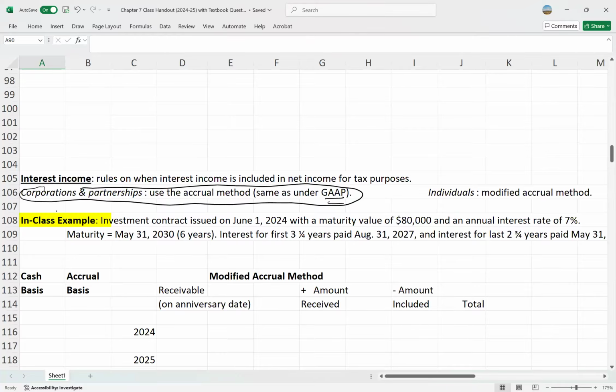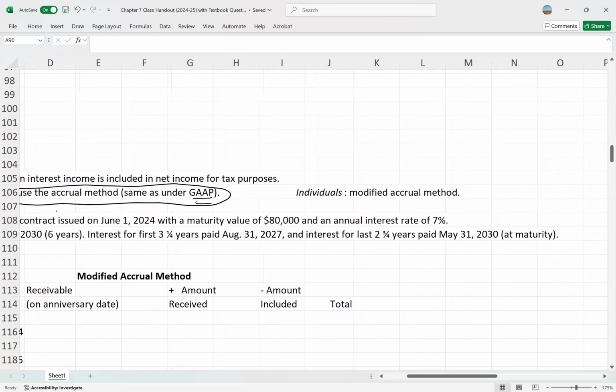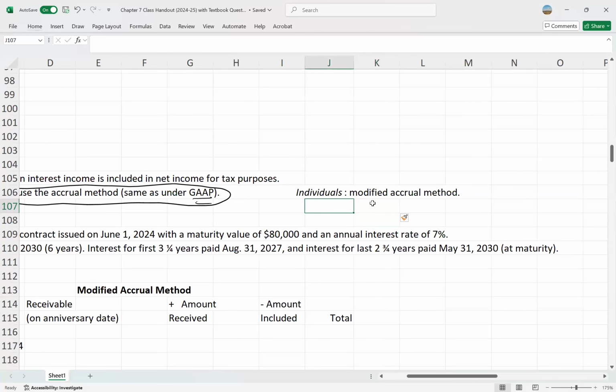Now for individuals, the textbook talks about this modified accrual method. I'm going to explain this modified accrual method. In terms of where you will see it, usually you'll see it with respect to private loans or private investments. You're not going to see it if you invest in a GIC or term deposit at the bank, where you're going to get your T5 slip every year.